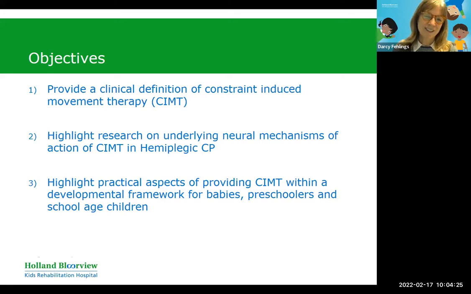So, objectives. I'll provide a clinical definition of constraint-induced movement therapy. I'm going to spend a chunk of time highlighting the research on underlying neural mechanisms of action of constraint in hemiplegic cerebral palsy. And then I'll highlight some practical aspects of providing constraint within a developmental framework, so how you can differentiate things for babies, preschoolers, and school-age children.